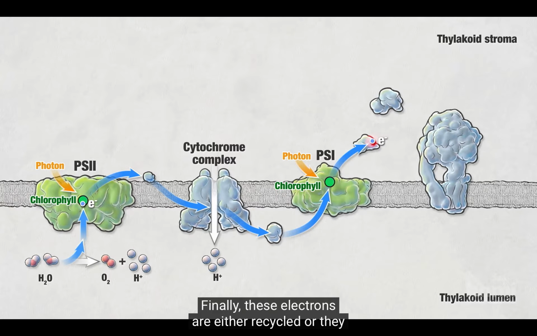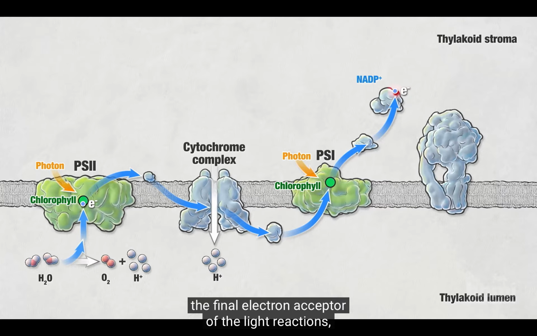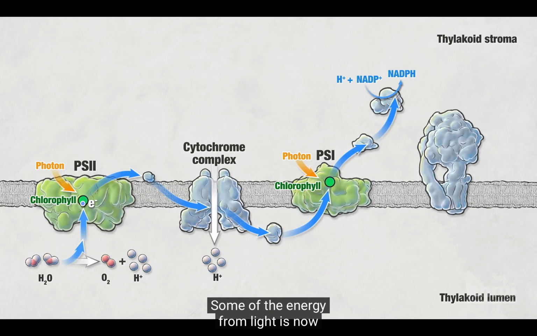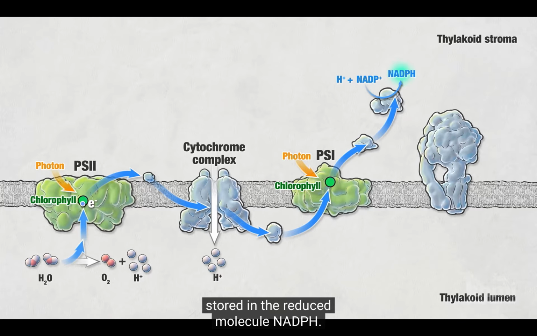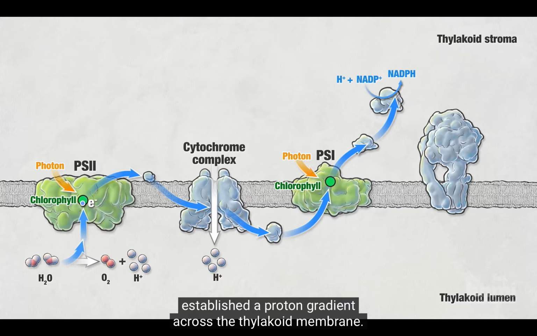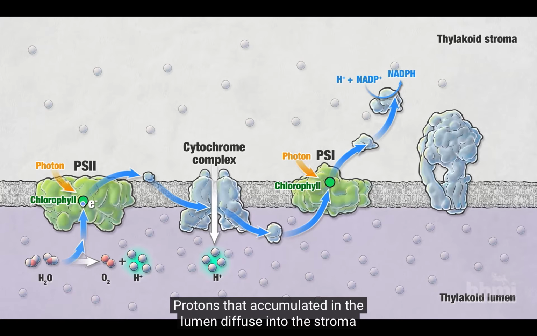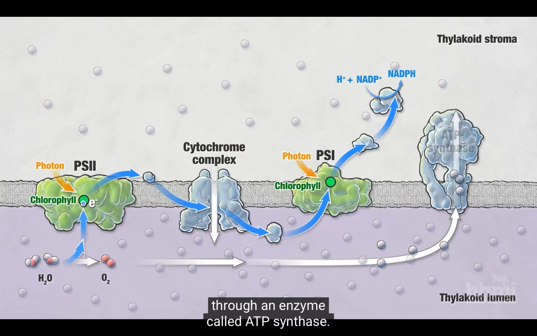Finally, these electrons are either recycled or they interact with an enzyme and NADP+, the final electron acceptor of the light reactions, to form NADPH. Some of the energy from light is now stored in the reduced molecule NADPH. Some of the energy released from the transfer of electrons established a proton gradient across the thylakoid membrane. Protons that accumulated in the lumen diffuse into the stroma through an enzyme called ATP synthase.